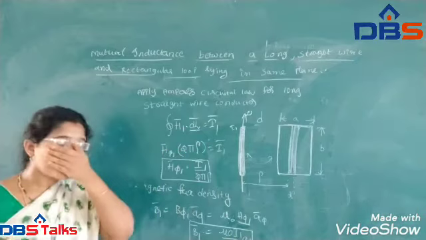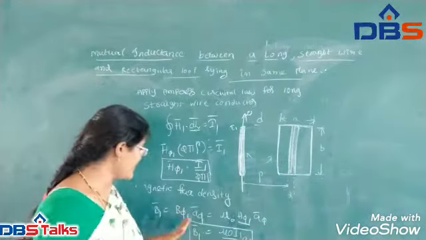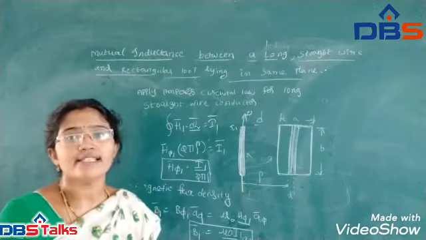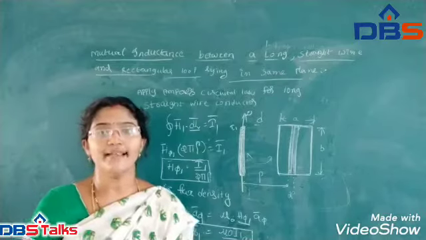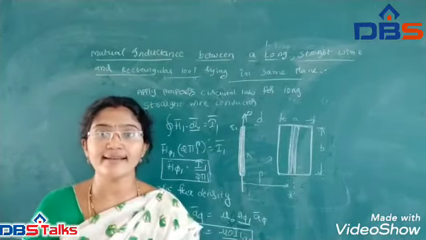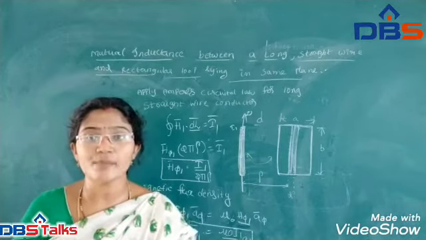Okay, so this is the V1 bar value. But here, what do you want to find? Here you want the mutual inductance, expressed in terms of flux linkages and current. So mutual inductance is equal to flux linkages divided by current.